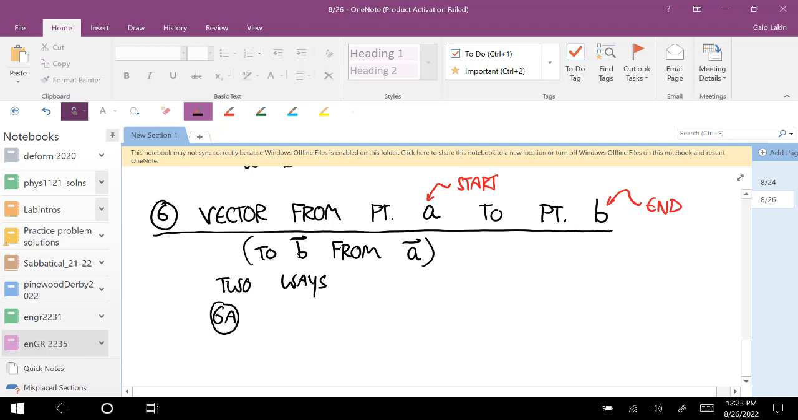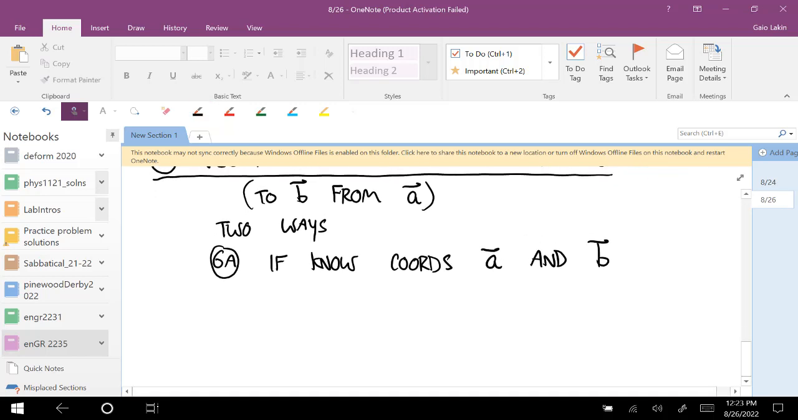The first one is if you are already given the coordinates of these points A and B. I'll write them as vectors, A and B. Coordinates you can always think of as vectors because they're a vector that goes from the origin to the point. So if you know those coordinates, then the vector that goes from A to B is simply B minus A. So that's easy.